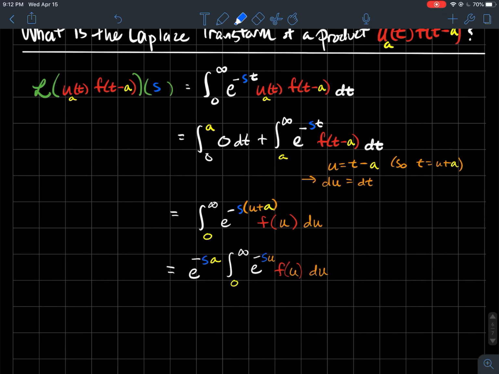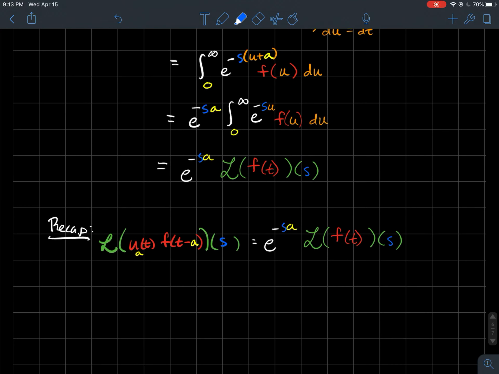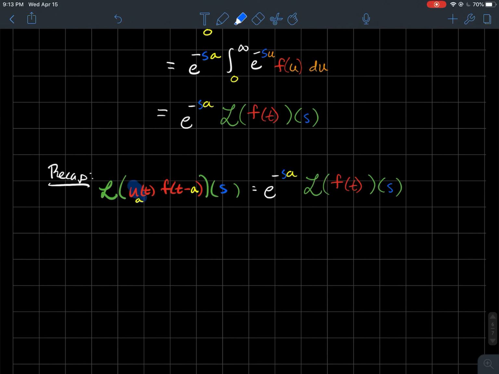And what I hope that you see is that, well, wait a minute, this just looks an awful lot like, I know I'm using u instead of a t here, but that just looks like the Laplace transform of f. And exactly that's what it is. So what do we get? What's the answer? We'll have this exponential out front times the Laplace transform of f. And so to recap that, the Laplace transform of a product of a Heaviside function times your shifted function f should just be e to the minus sa times the Laplace transform of the f that you're dealing with.